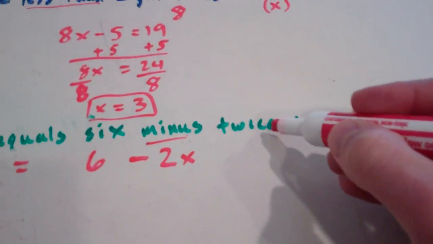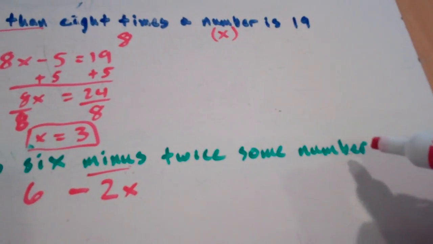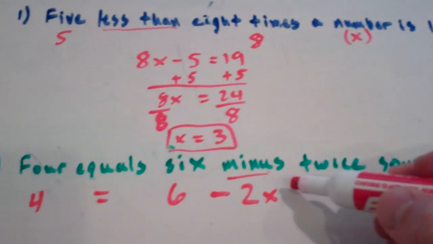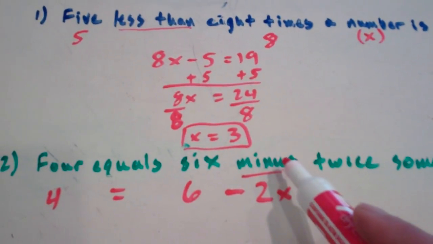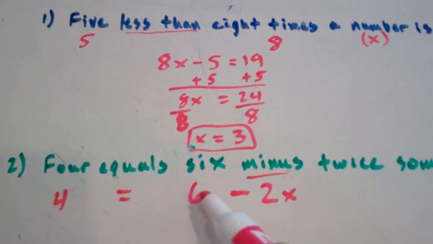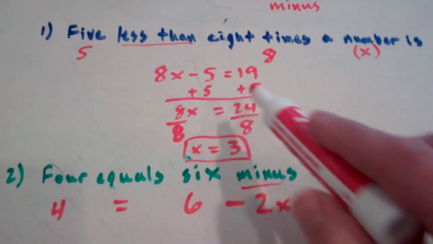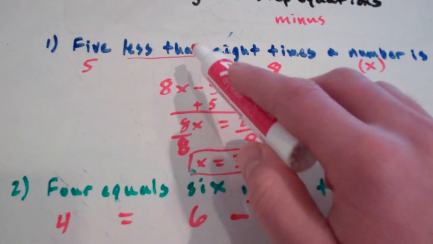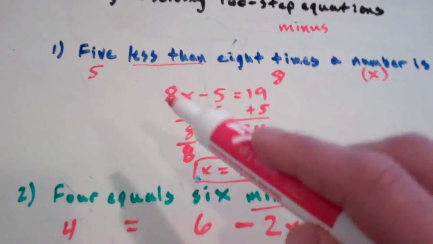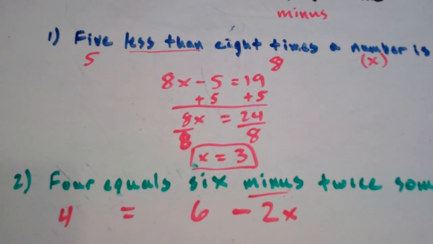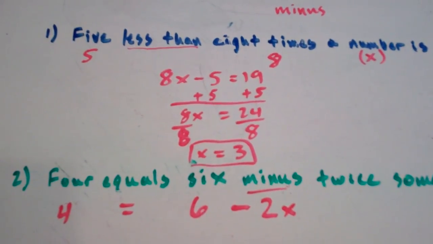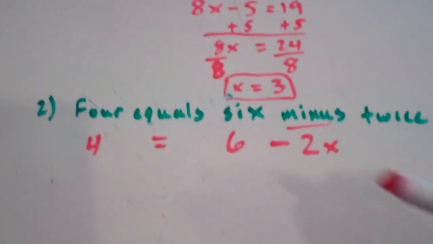The word twice means 2 times some number, and I could use any variable for x here. Because I'm using the word minus, again it appears in the exact order as it is written. Here I used subtraction as well, however it was not the word minus, so I wrote it in opposite order. Notice the difference here. So let's solve this problem.